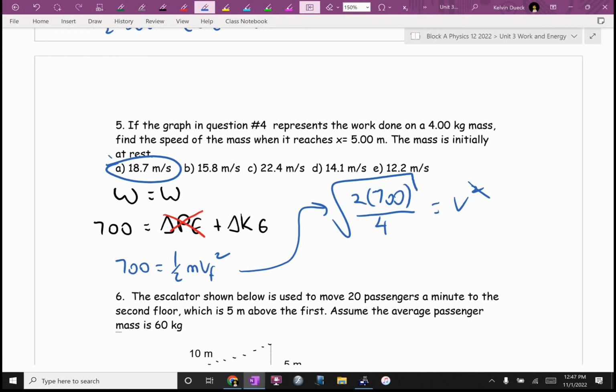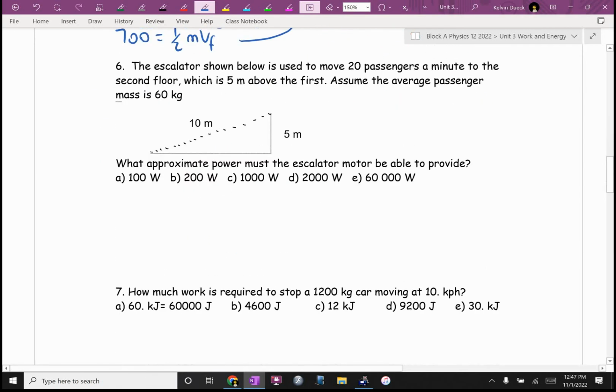Okay. An escalator is used to move, what do you want me to find? Power. Power is work over time. Now, if we're lifting people up on an escalator, I'm pretty sure that's just going to be mgh over time. What's m? I'll give you a hint. It's not 60.